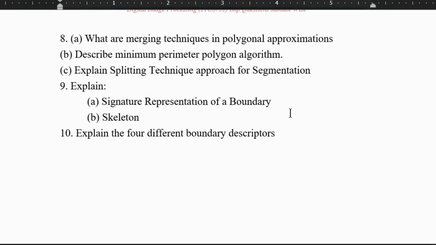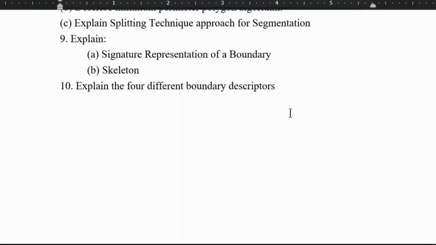Next is skeleton and signature representation. Yes, skeleton means nothing but the object shape only. You are just reducing the size, retaining its picture. Signature representation of the boundary is again explained, and explain the 4 boundary region descriptors, already covered in the video itself.